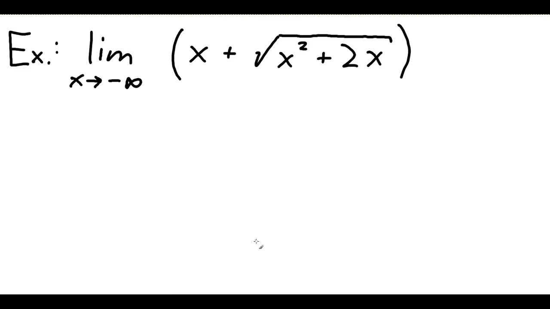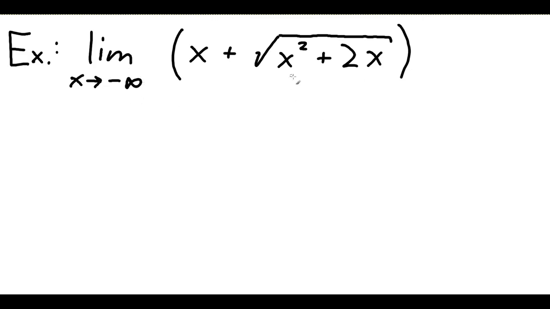Now let's take a look at this example of a limit of a radical function. Here our function is x plus the square root of x squared plus 2x. And we're taking the limit of that as x approaches negative infinity.